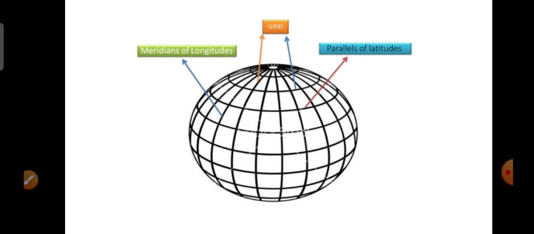This figure is showing you the grid, that is in the form of a matrix. It is nothing but imaginary lines which are passing through the earth. The horizontal lines which we are seeing are known as latitudes, that is the parallel lines, and the longitudes which we are seeing are known as the meridians, that is the vertical lines. And these are the imaginary lines which are forming the grid.